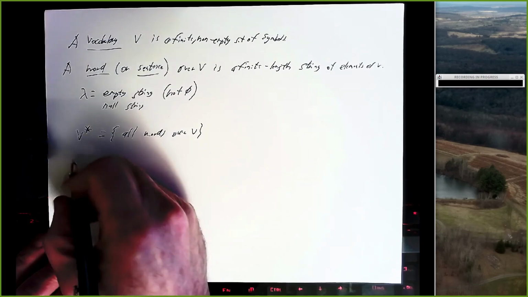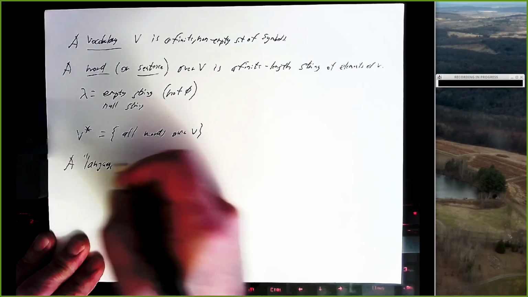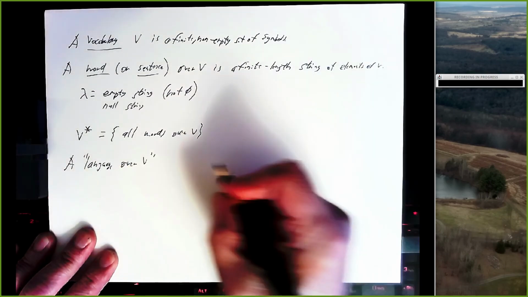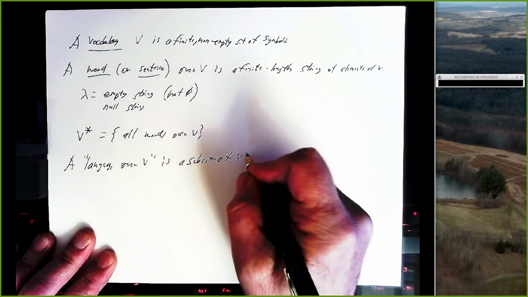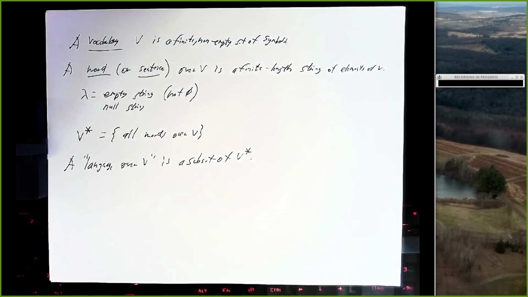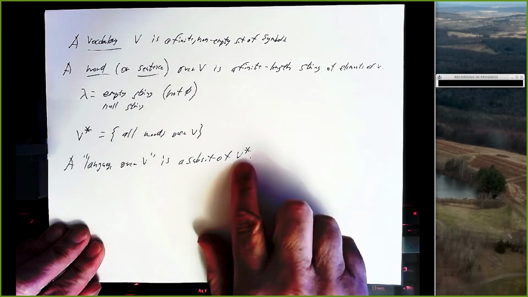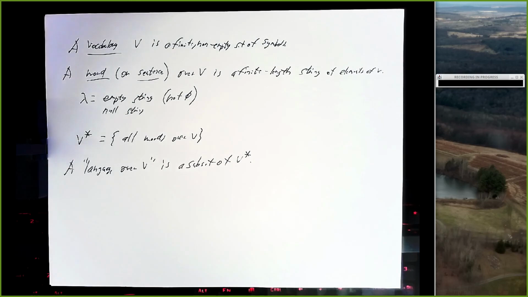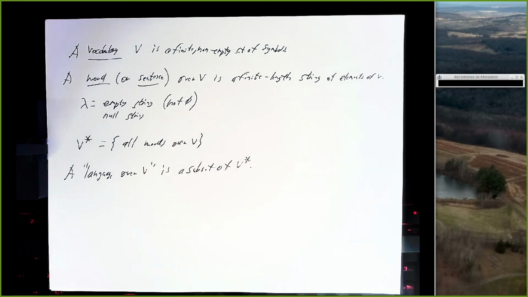All right, so here's our definition of a language. A language over V is just a subset of V star. So a language over V is some collection of words over V. In other words, a language over V is some collection of strings comprised of the symbols in this set V, in the vocabulary.